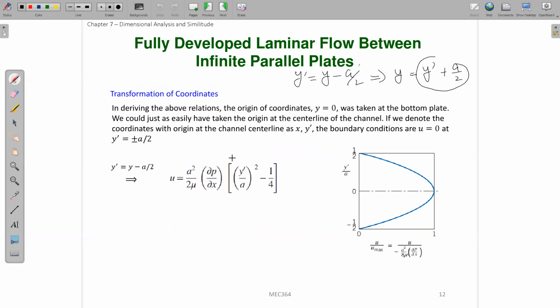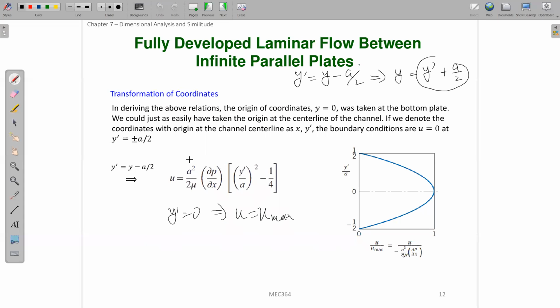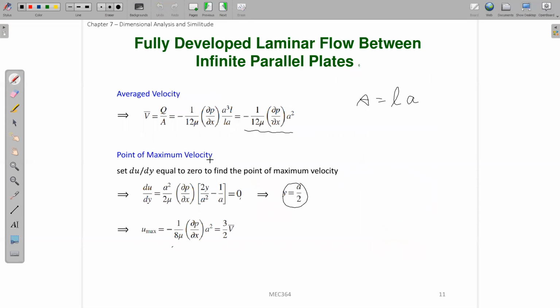Okay, and if you plot this on this picture, you make the y direction y prime over a, and the x direction u divided by u max. In this case, y prime equal to 0 gives you u equal to u max at the center line. Before, y equal to a over 2 gave you the maximum velocity, but now because we moved the coordinate to the center line, y prime equal to 0 gives you u max. You can substitute y prime equal to 0 and get the same u max here.